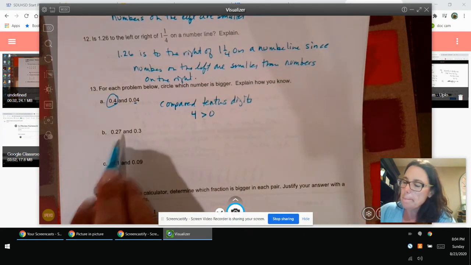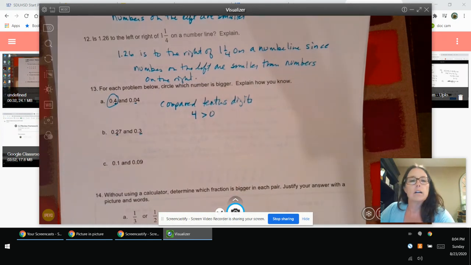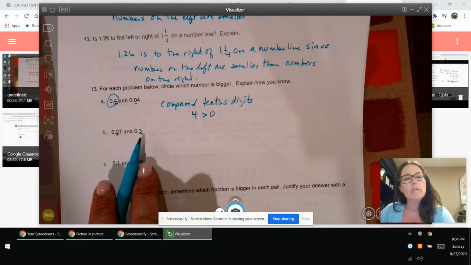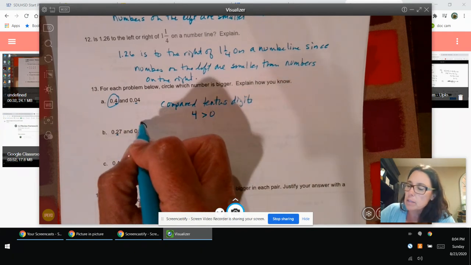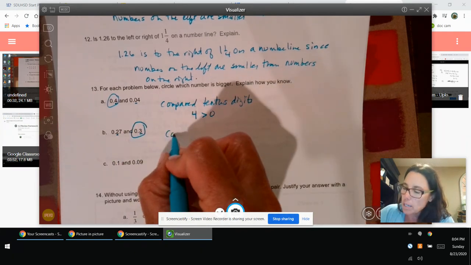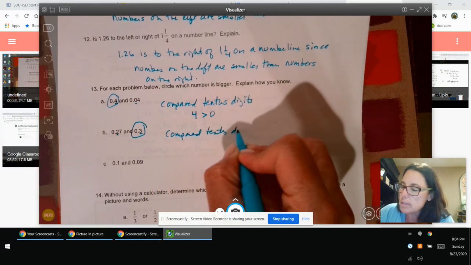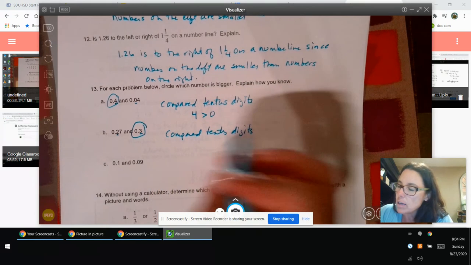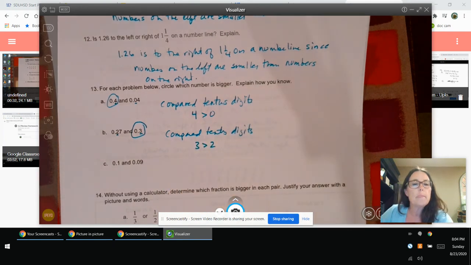This guy, okay, the tenths digits here, 2 and 3. Okay, don't be thinking 27's bigger than 3. That's not how that works. You need to look at place value. Okay, so this guy's definitely the bigger one. Again, I compared tenths digits. The 3 was larger than the 2.